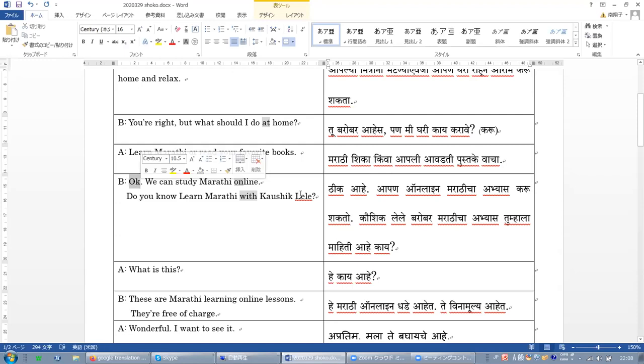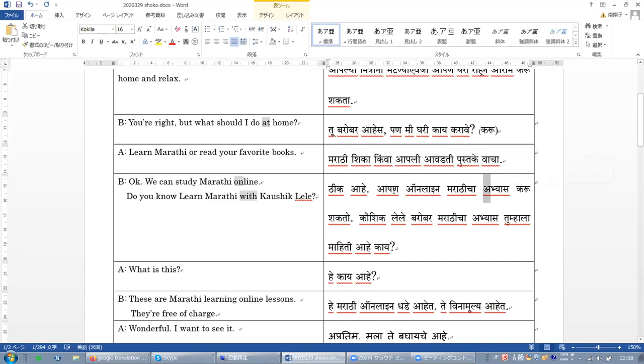So okay, tik ahe. We can study Marathi online. Apam online made Marathi cha abhyas karu shakato. Made is not needed here because the English word online itself has the meaning of on. Or if you want to say it like you can study Marathi on internet, then you can say internet var Marathi cha abhyas karu shakta.